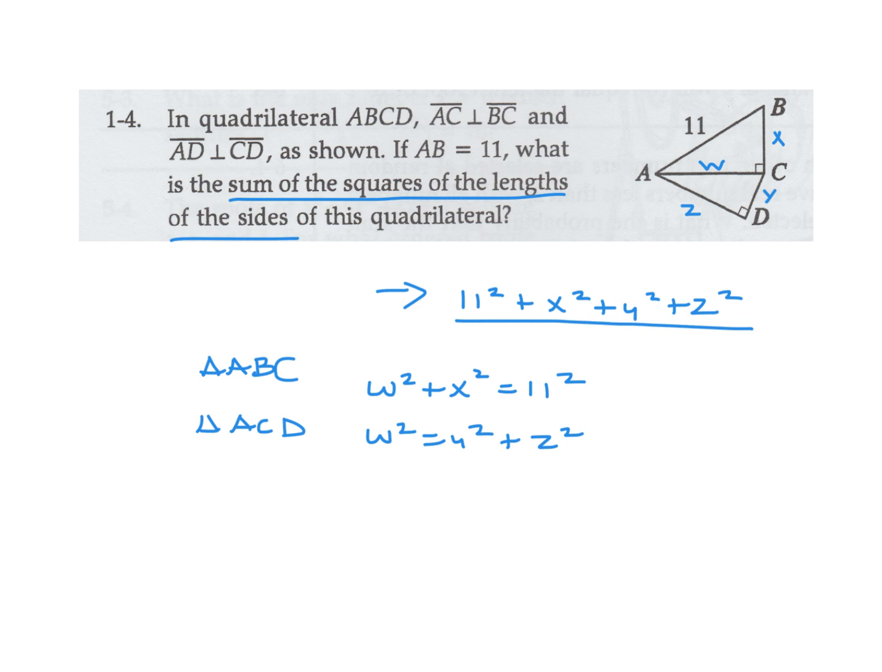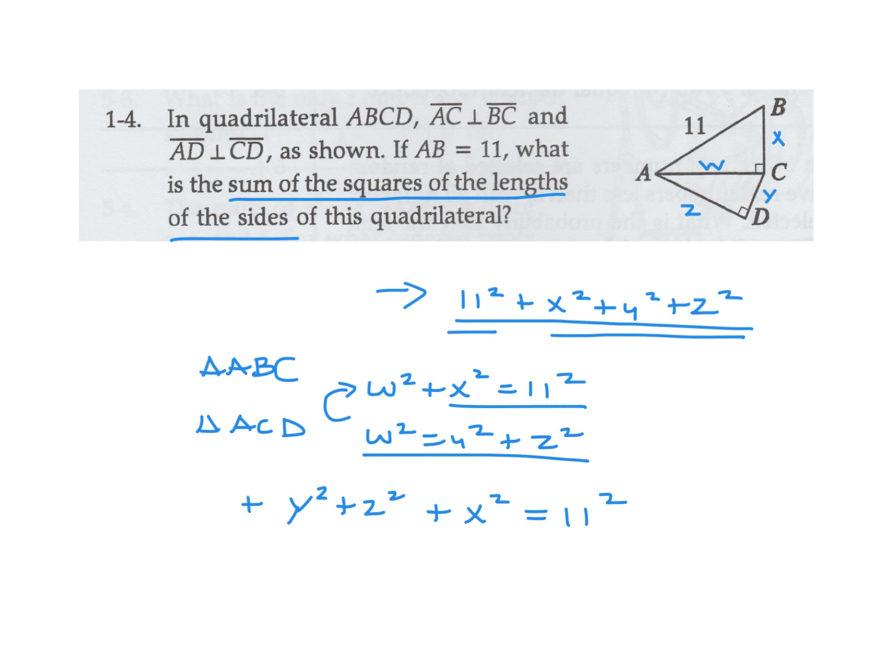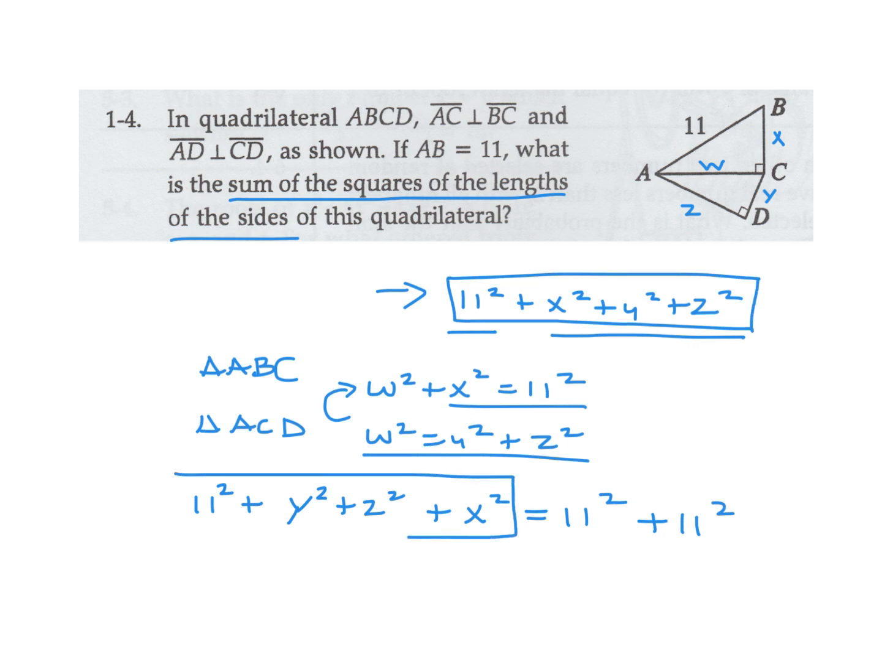Okay, I think I can just substitute this into here. So instead of w squared, I just write y squared plus z squared. And then the rest of it would be the same, 11 squared. Then I just have to add that 11 squared to both sides. And there you go, I got it. So exactly what this is there, and the numerical value is 11 squared plus 11 squared, which is 121 plus 121. And that, of course, is 242.